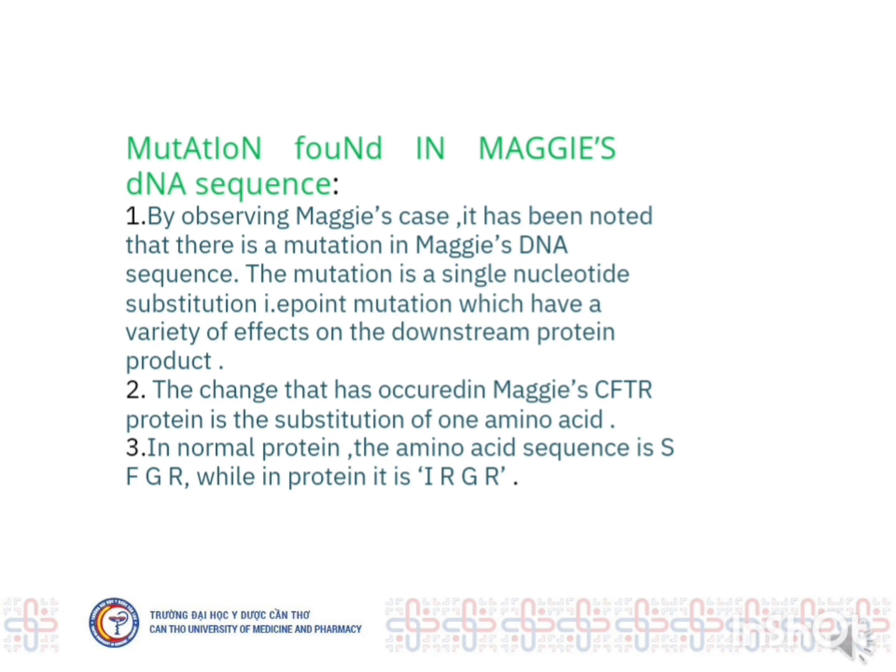Mutation found in Maggie's DNA sequence. By observing Maggie's case, it has been noted that there is a mutation in Maggie's DNA sequence. The mutation is a single nucleotide substitution, that is a point mutation, which has a variety of effects on the downstream protein product. The change that has occurred in Maggie's CFTR protein is the substitution of one amino acid. In the normal protein, the amino acid sequence is SFGR, while in the mutant protein it is IRGR. Now, the function of the CFTR protein will be explained by Kapila.